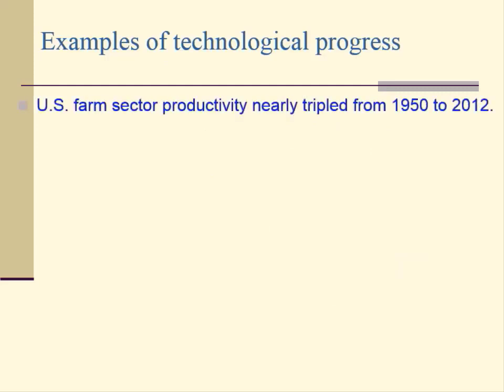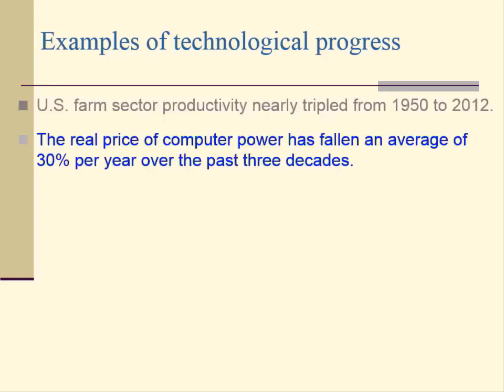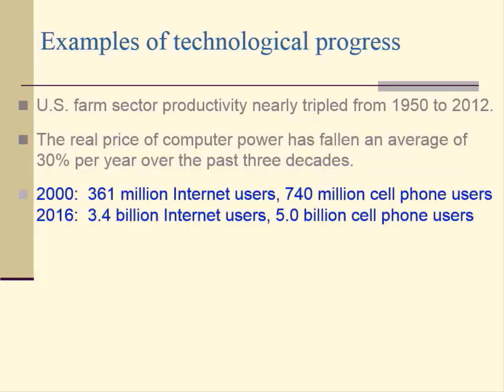For example, US farm sector productivity nearly tripled from 1950 to 2012. The real price of computer power has fallen an average of 30% per year over the past 3 decades. In the year 2000, there were 301 million internet users and 740 million cell phone users worldwide. But 16 years later, in 2016, there were 3.4 billion internet users and 5.0 billion cell phone users worldwide.